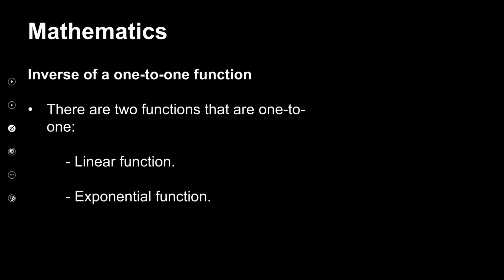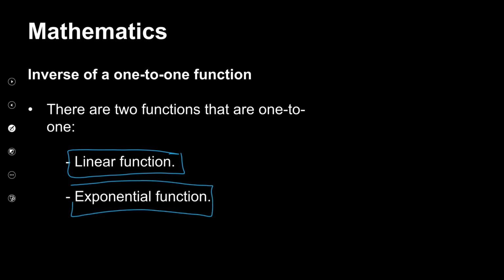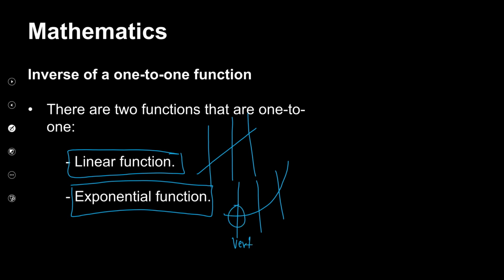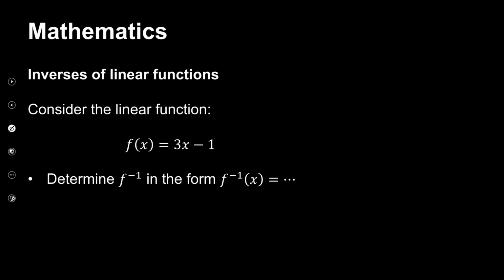There are two functions that are said to be one-to-one: the linear one and the exponential function, right? For the linear one, all the time, one input value will always go with one output value. Even with the exponential graph, it's the same. If I use my vertical line test, it will always cross at just one point. That's what one-to-one is all about.